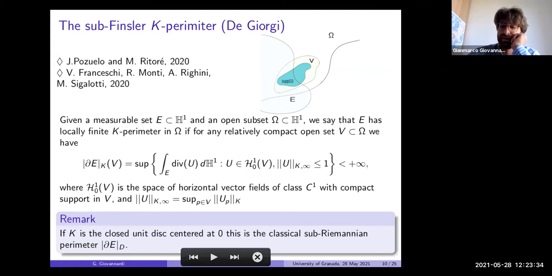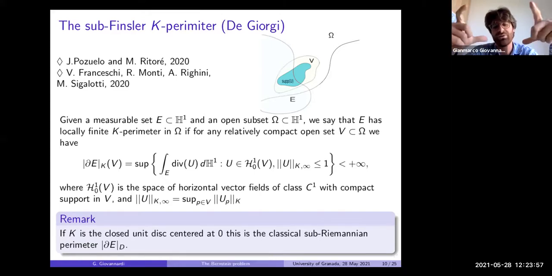Okay, and when K is the closed unit disk centered at 0, this perimeter is the classical sub-Riemannian perimeter, and we will denote the unit disk centered at 0 along this torque by D. So we obtain the sub-Riemannian perimeter when we fix as convex body the unit disk.